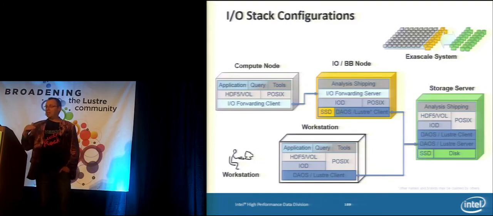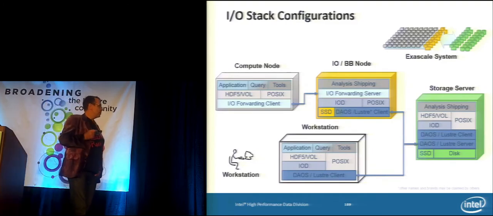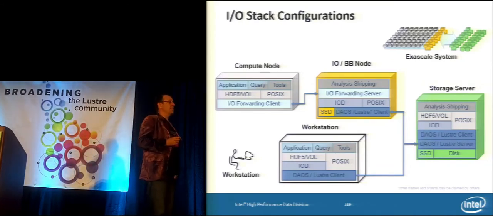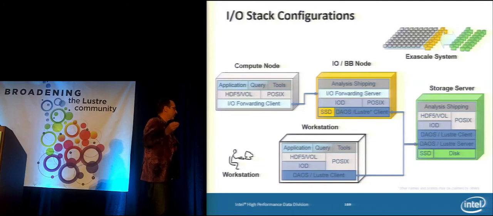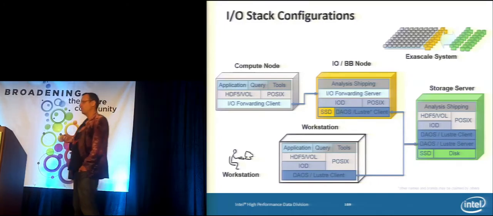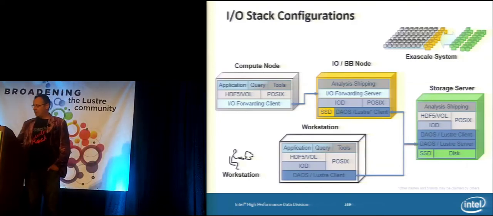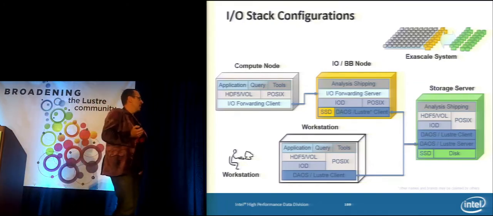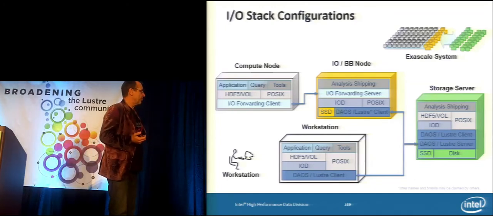Connecting HDF5 to the next layer down, IOD, is an I/O forwarding client connected over the fabric natively to an I/O forwarding server. And now there on the burst buffer, being able to manage that storage sensibly is the middle layer that's doing the impedance mismatch. Down at the bottom, on the storage servers, that's where the lowest level, the DAOS layer, distributed application object storage server, is running.